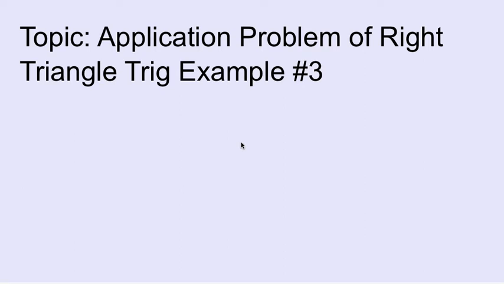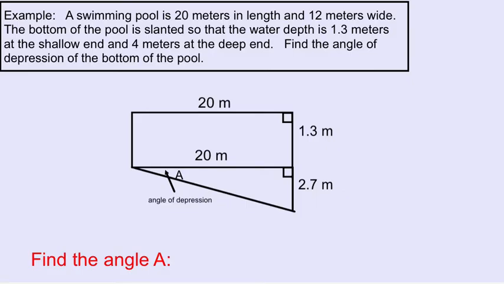Example using right triangle trig. A swimming pool is 20 meters in length and 12 meters wide. The bottom of the pool is slanted so that the water depth is 1.3 meters at the shallow end and 4 meters at the deep end. Find the angle of depression of the bottom of the pool.